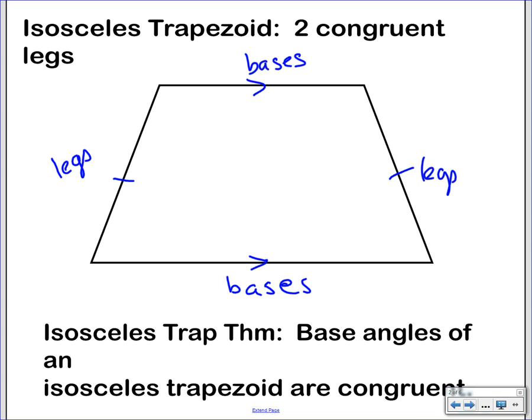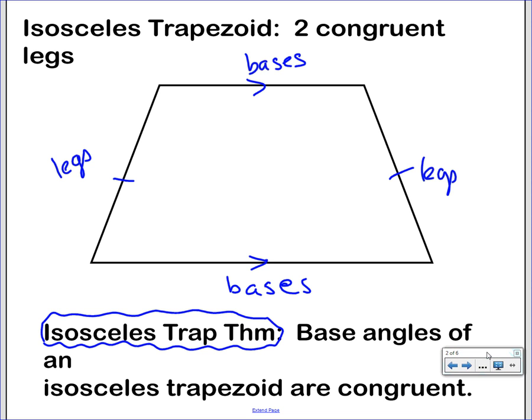The isosceles trapezoid theorem is going to be a reason in a lot of proofs that we have. The base angles of an isosceles trapezoid are congruent, meaning angle A is congruent to angle B, and angle C up here is congruent to angle D. Not the opposite sides now, just the base angles. And remember, this is only true for an isosceles trapezoid.